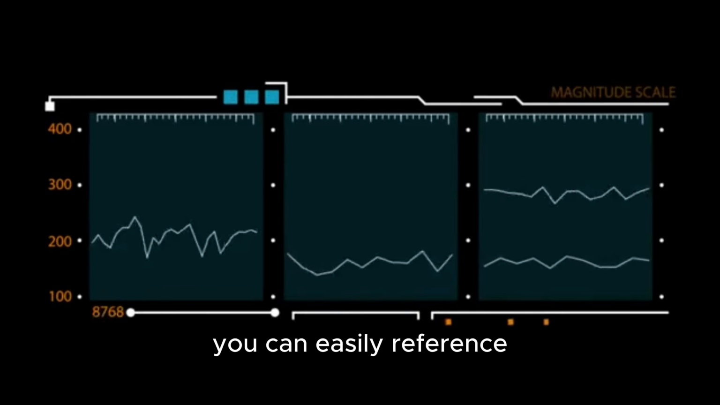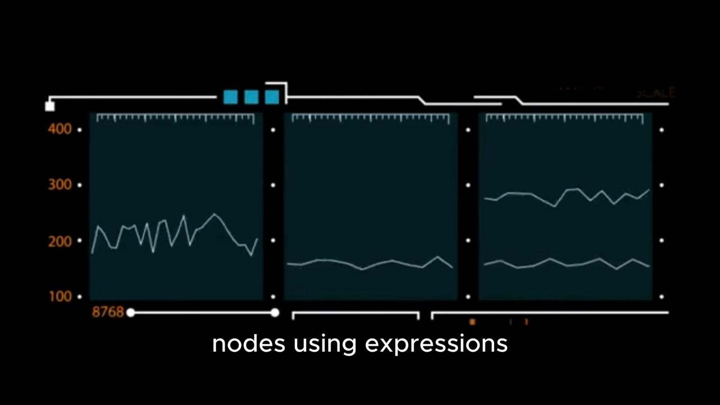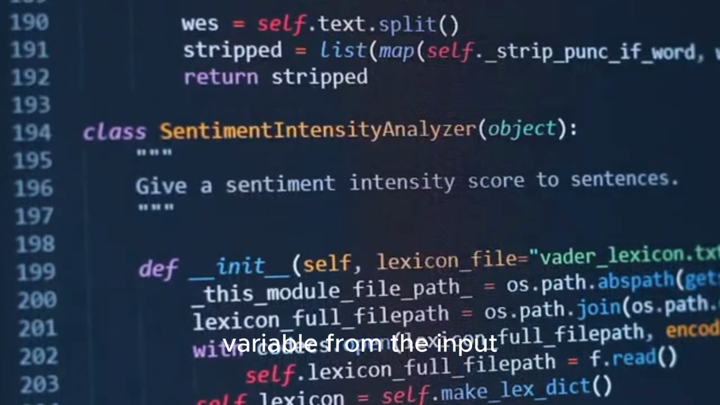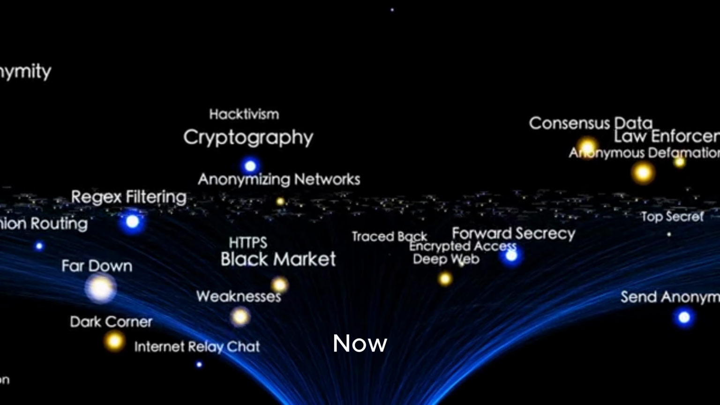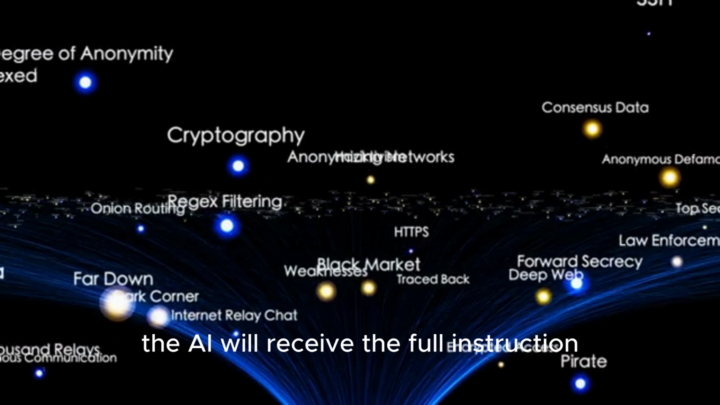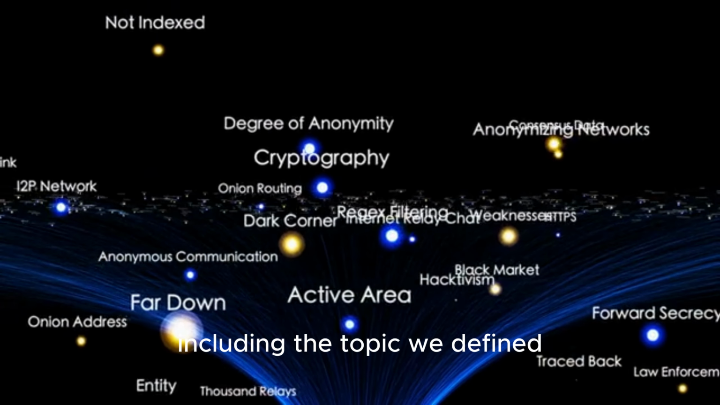In n8n, you can easily reference data from previous nodes using expressions. We'll simply drag the topic variable from the input panel on the left and drop it right into our prompt text. Now, the AI will receive the full instruction, including the topic we defined.